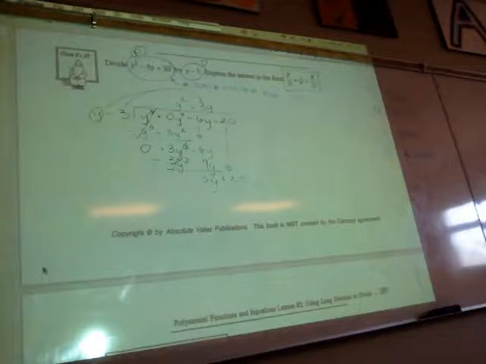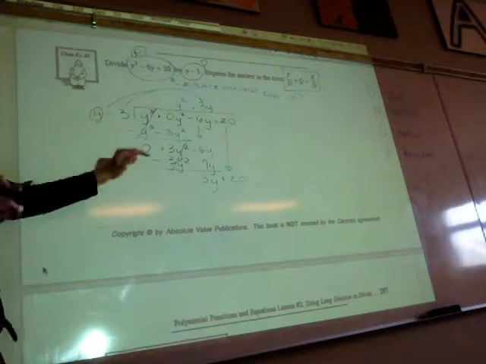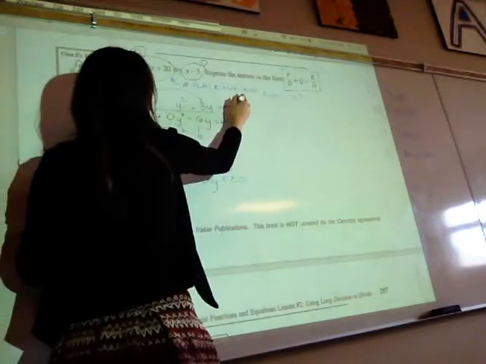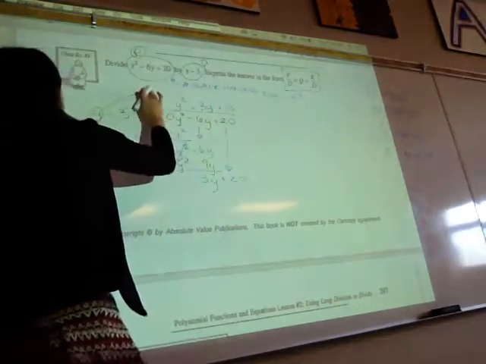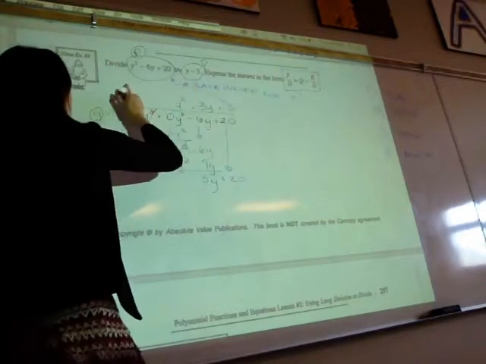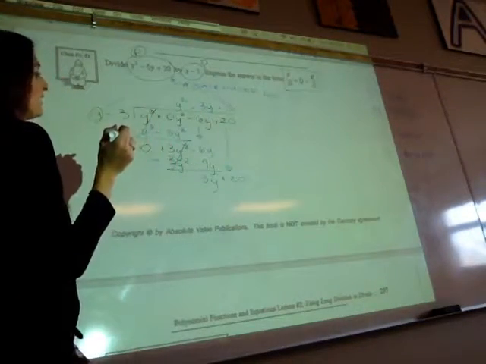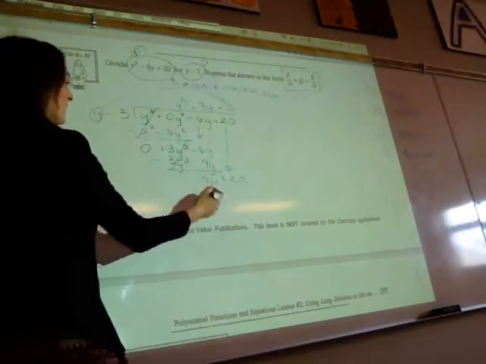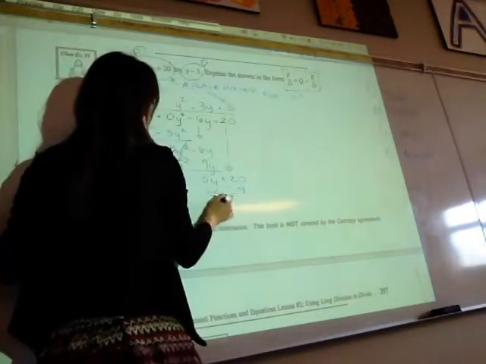And we start over again. Y times what gives me 3y? 3. So we put the 3 up top. And now we have to multiply that 3 through both terms in the divisor. 3 times y, 3y. 3 times negative 3, negative 9.